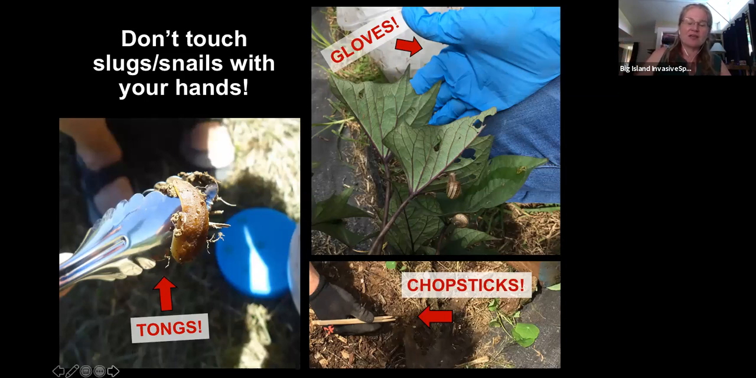We teach kids to do this. This is something we have taught kids down to second grade. There are even some kindergarten teachers who have done this, and it's a great behavior to teach kids that when you're working around these guys, you have to not touch them. So you put gloves on, use chopsticks, use tongs to keep yourself safe.